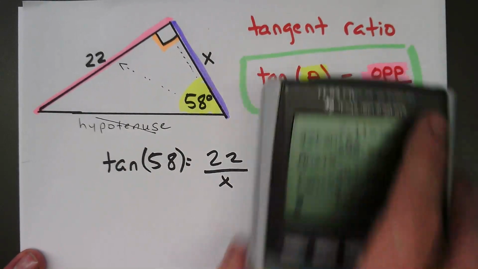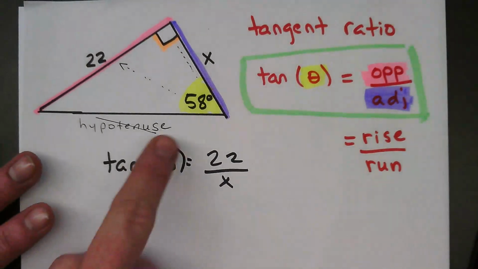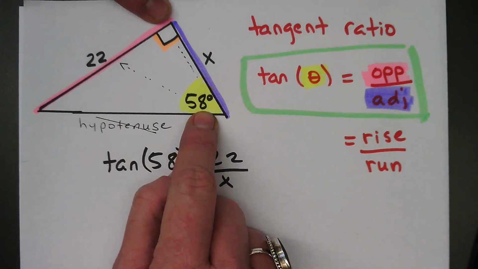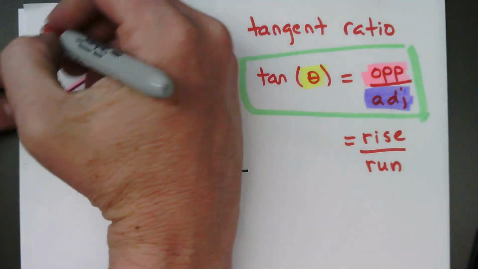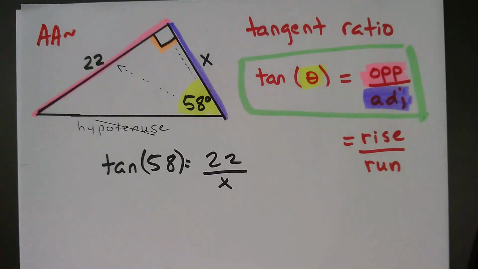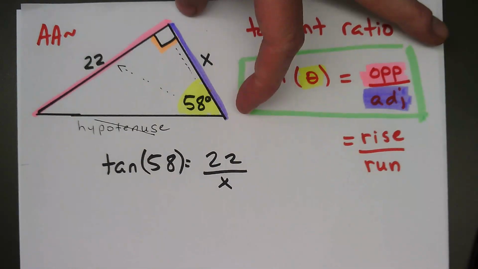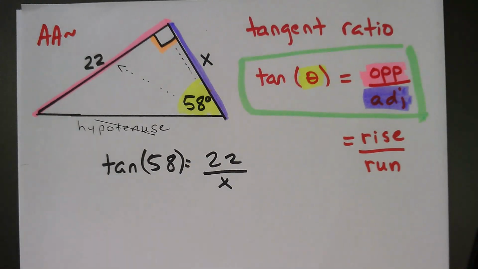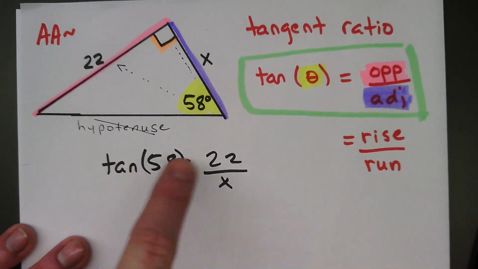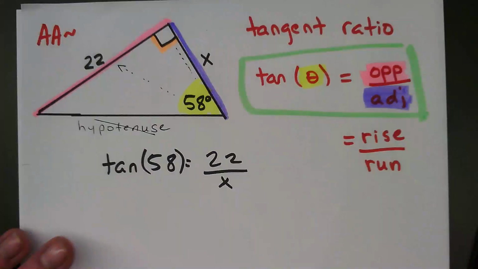It's about 1.6. Now, it comes from the ratio in any right triangle with a 58-degree angle. They're all going to be similar because of angle-angle similarity. So if I have a right triangle with a 58-degree angle, this side over that side, they're all going to be proportional. They're all going to be similar. So this constant will be a decimal from the calculator, and it's going to equal this specific one, 22 over x. Okay, so let's solve for x.